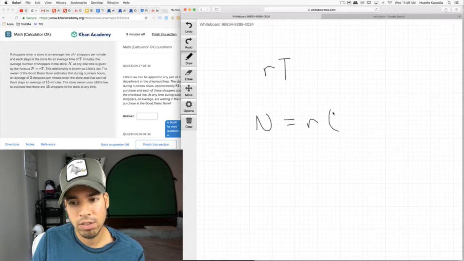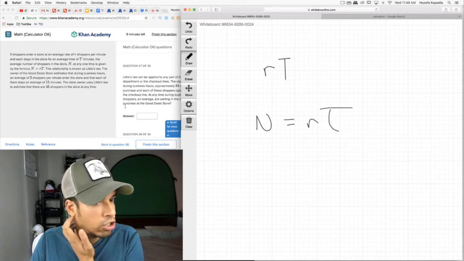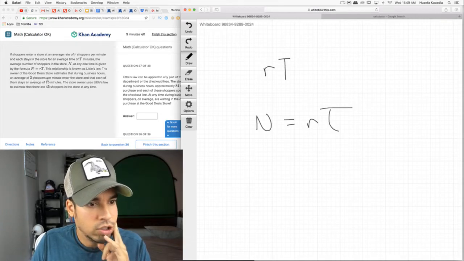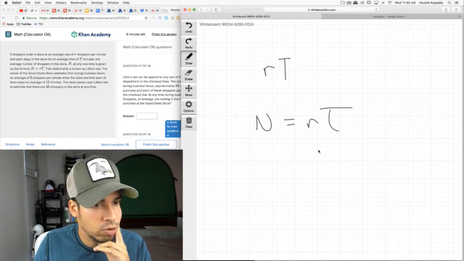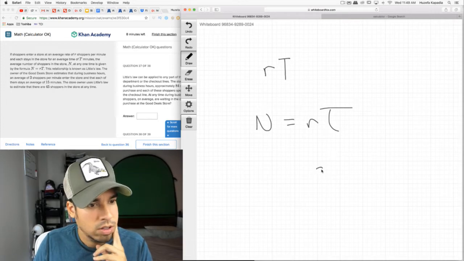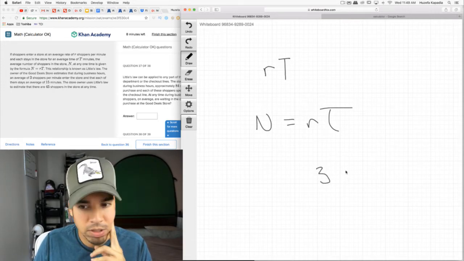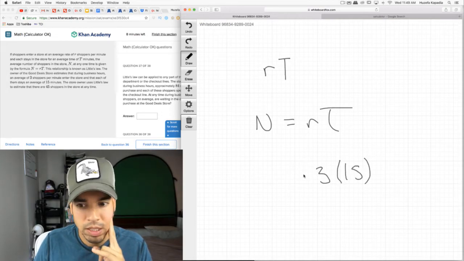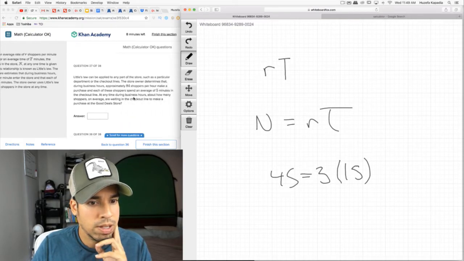Okay. Oh, they give us this equation. Perfect. N equals R times T. The relationship is shown as Little's Law. The owner of Good Deal store estimates that during business hours, an average of 3 shoppers per minute, which is R, enter the store, and that each of them stays an average of 15 minutes, which is T. Estimate that 45 shoppers are in the store at any time. Cool. Yes. Little's Law can be applied to any part of the store.